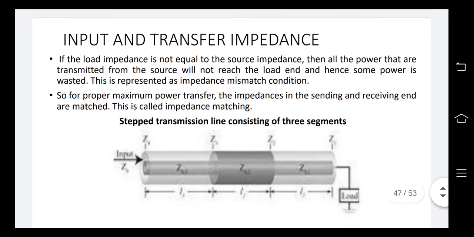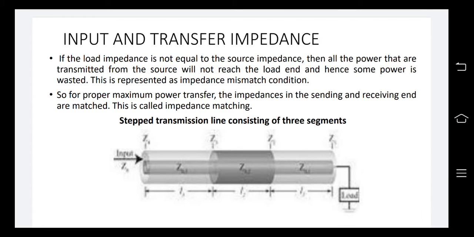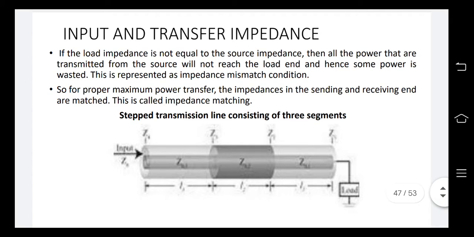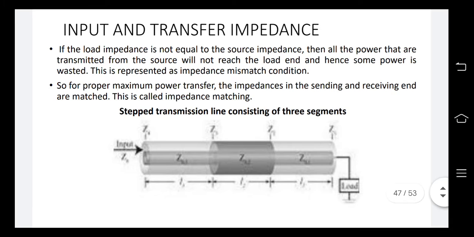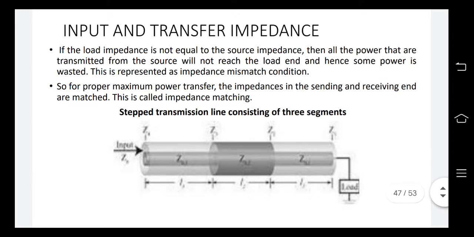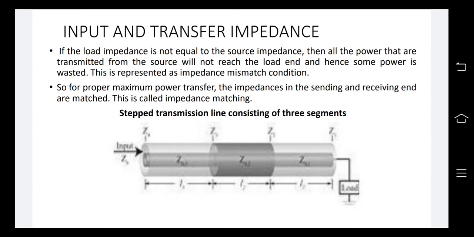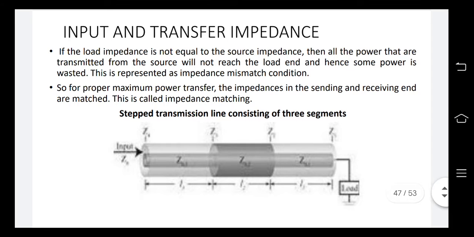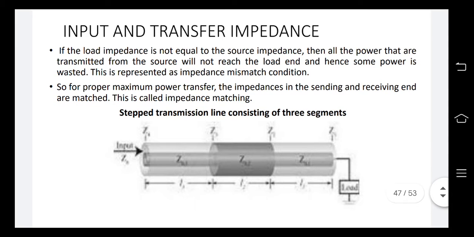Input and transfer impedance. If the load impedance is not equal to the source impedance, then not all the power transmitted from the source will reach the load, and hence some power is wasted. This is represented as the impedance mismatch condition. So for proper maximum power transfer, the impedances at the sending and receiving ends are matched. This is called impedance matching.